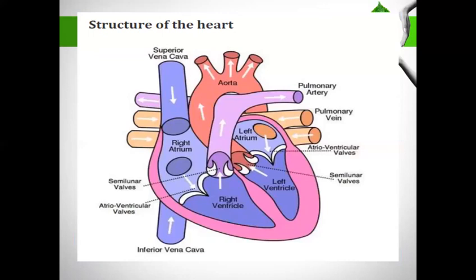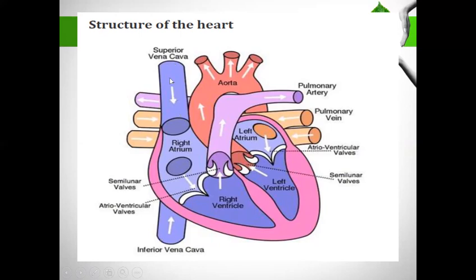Now again, you see here there is a structure of the heart, because in the exam different types of diagrams of the heart are given, so you should be aware of all sorts of diagrams, because they are just going to give you a different view. For example, this is the inferior vena cava, and here the superior vena cava. What is the difference between them?